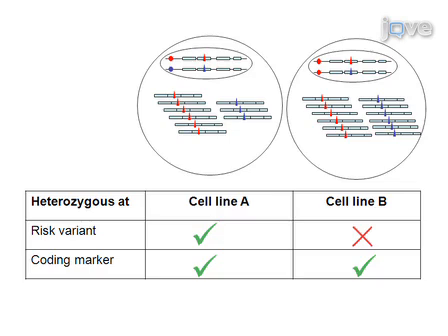In the cell line selection strategy shown here, cell lines A and B are heterozygous for a transcribed coding marker, represented by triangles. However, only cell line A is heterozygous for the DNA sequence associated with disease, called the risk DNA variant, represented by circles. The blue allele of the risk variant is associated with a lower level of transcription.